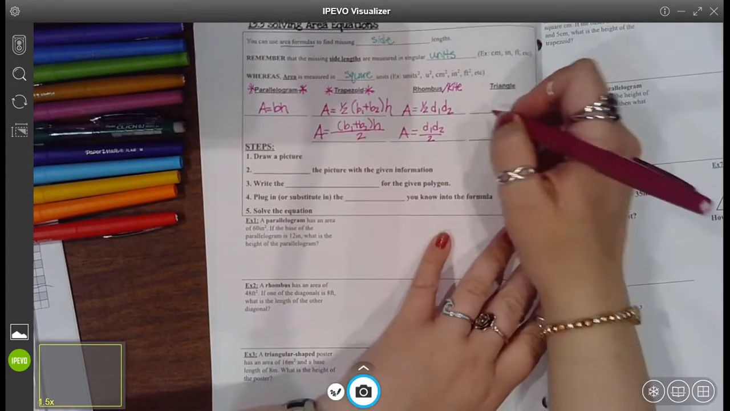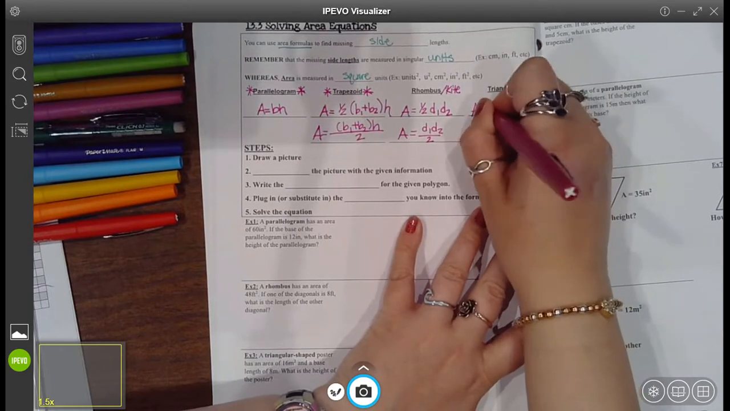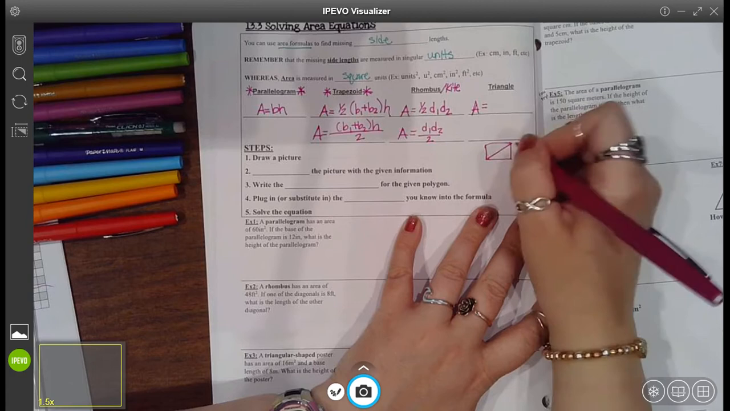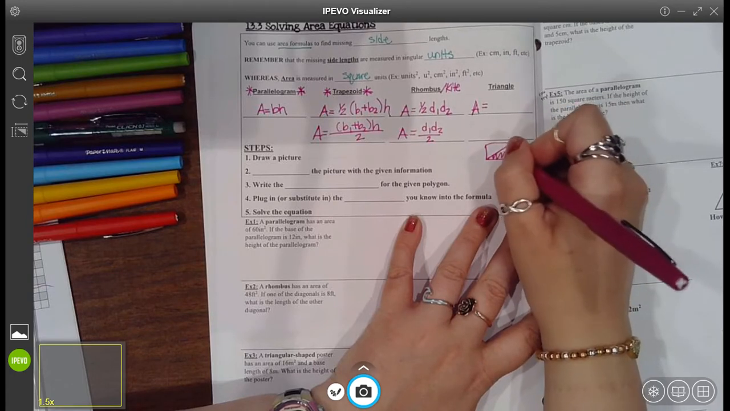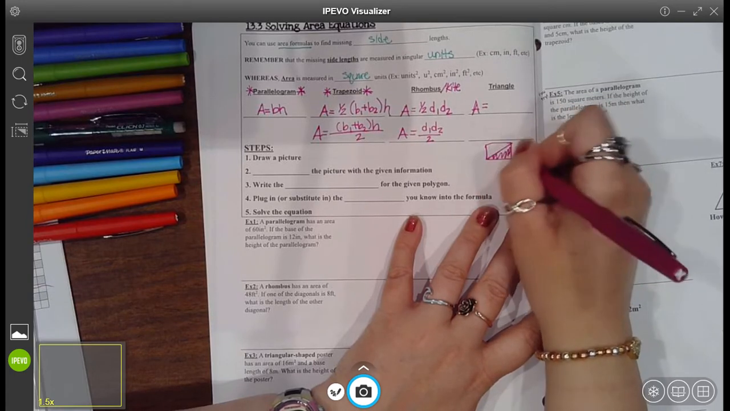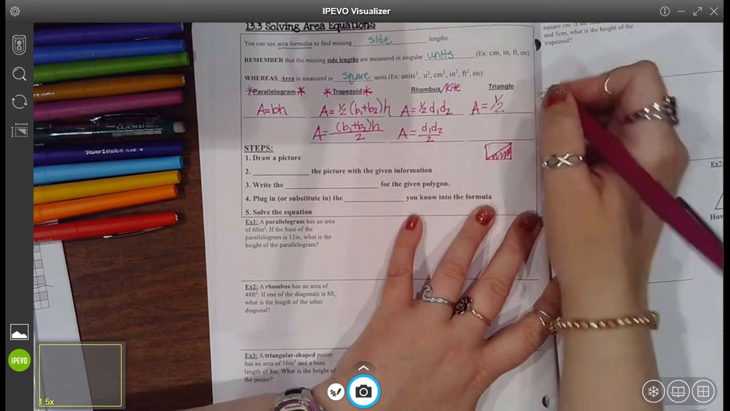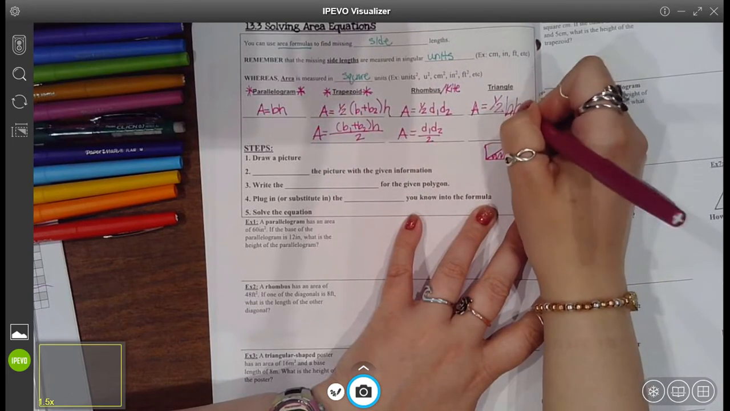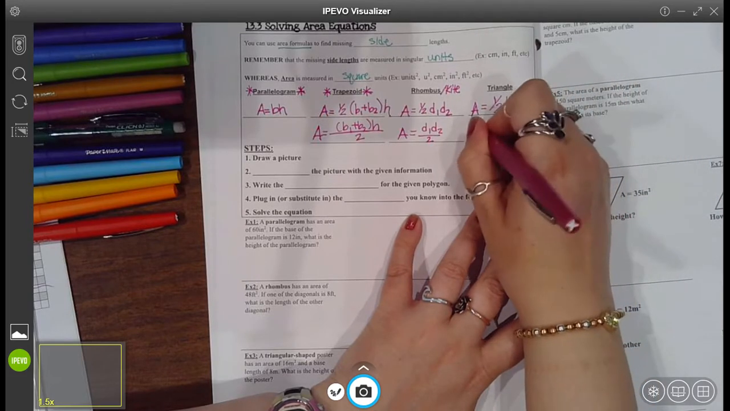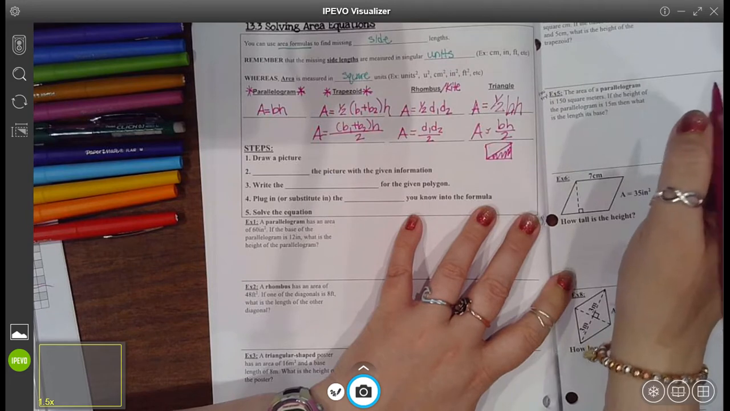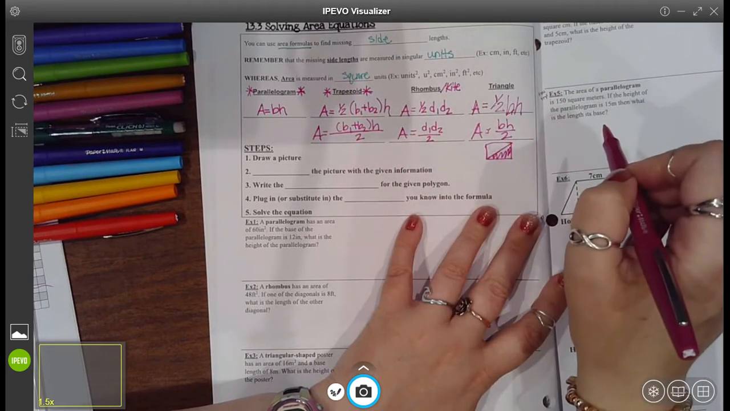Same thing with a triangle. A triangle is, if you look at a rectangle and cut it in half, there's a triangle. So one triangle is half of a rectangle or parallelogram. So it's 1/2 base times height. And that's the same thing as if you did base times height divided by 2. Now you have all of your different formulas that you need.